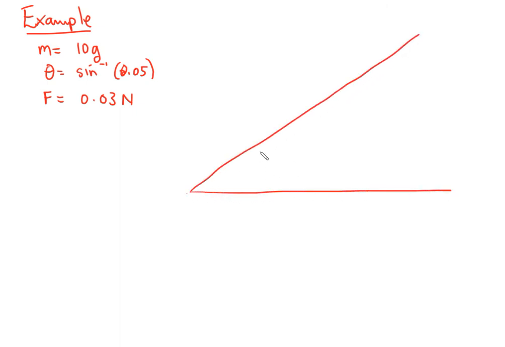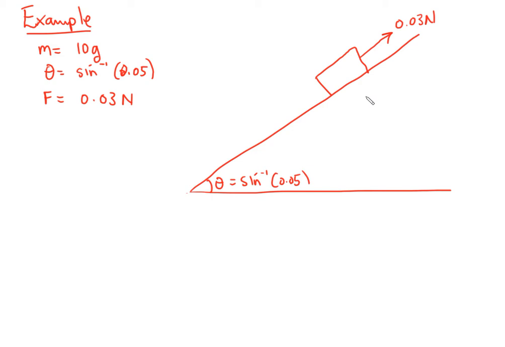So this is the incline, and here it's inclined at an angle of arc sine 0.05. And we have this block on the inclined plane, the block being of mass 10 grams, and we are pulling it with a force of 0.03 newtons. That's what we're doing.